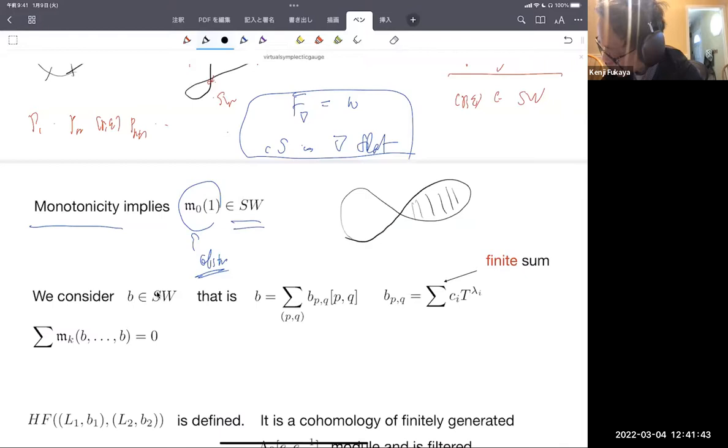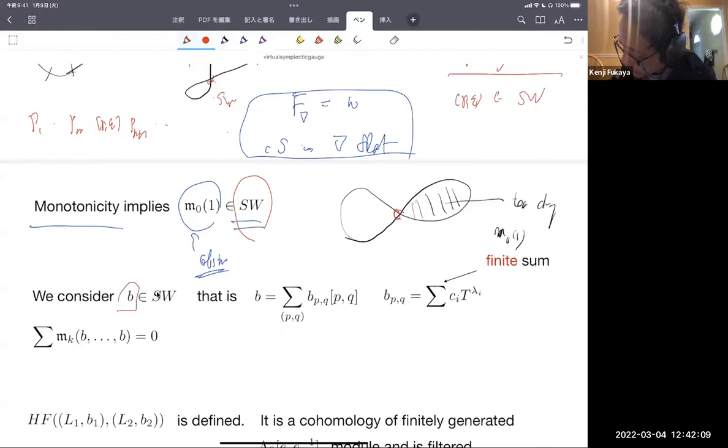This is called a teardrop. And this is M01. And M01 is actually this point, this switching component. So you have this because of monotonicity. So in an embedded case, you don't have any obstruction, but in general, it has obstruction, but only on the switching component. So we consider a bounding cochain, which is supported only on the switching part.